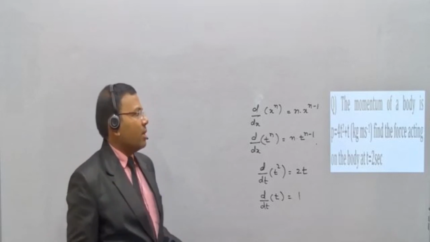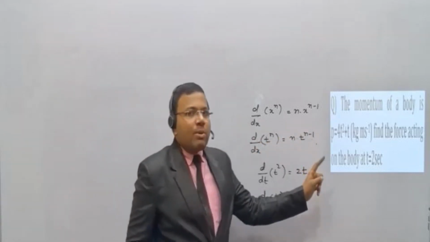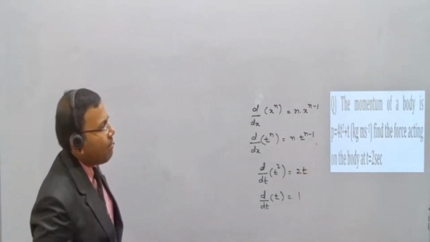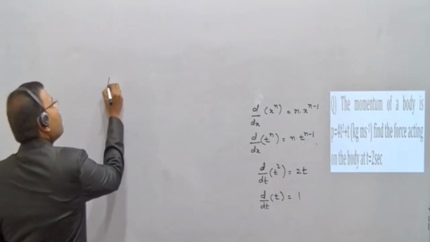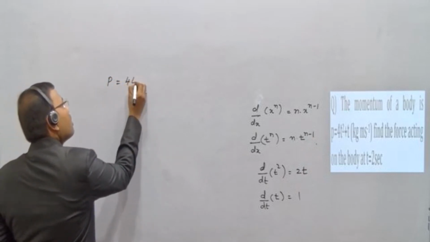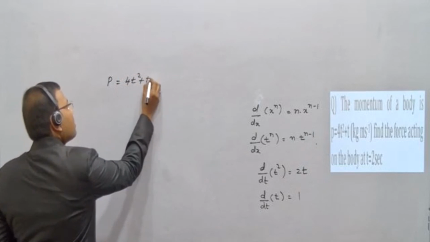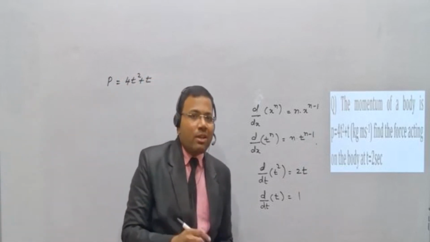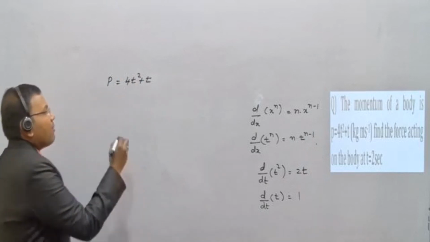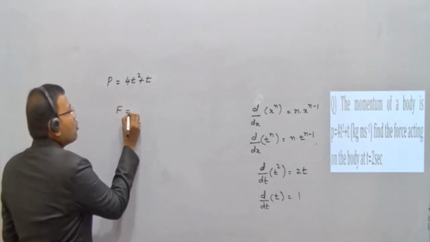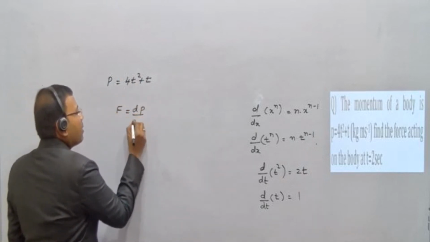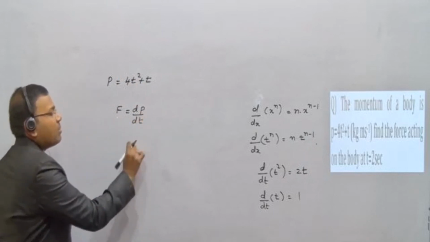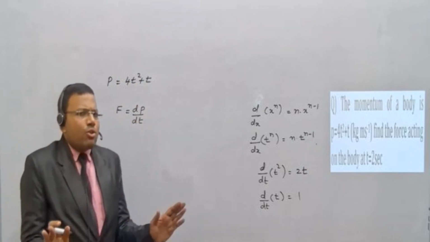Okay, let's begin. The momentum of a body is p is equals to 4t square plus t. Find the force acting on the body at t is equals to 2 seconds. Beta, do you know the formula for force? Those who have joined the last class know that force is dp by dt, that is differentiation. If you don't remember, leave it.